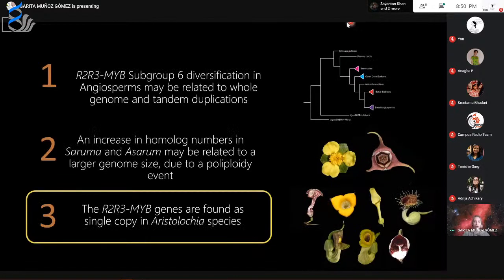So first, we know that the R2R3-MYB subgroup 6 diversification in the angiosperms seems to be related to whole genome and tandem duplications. Second, that increasing homolog numbers in Saruma and Asarum seems to be related to a larger genome size that we think is due to a polyploidy event. But most importantly, the R2R3-MYB genes in the Aristolochiaceae family are mostly found as single copy.